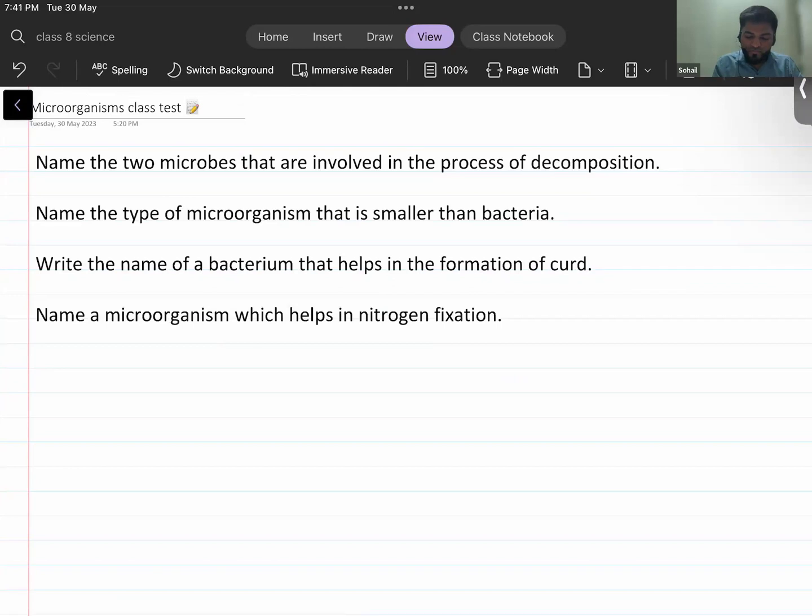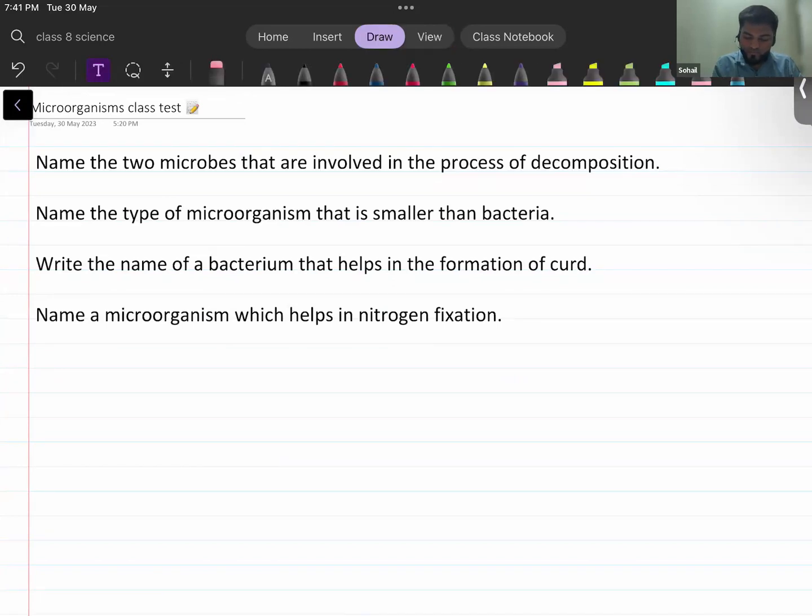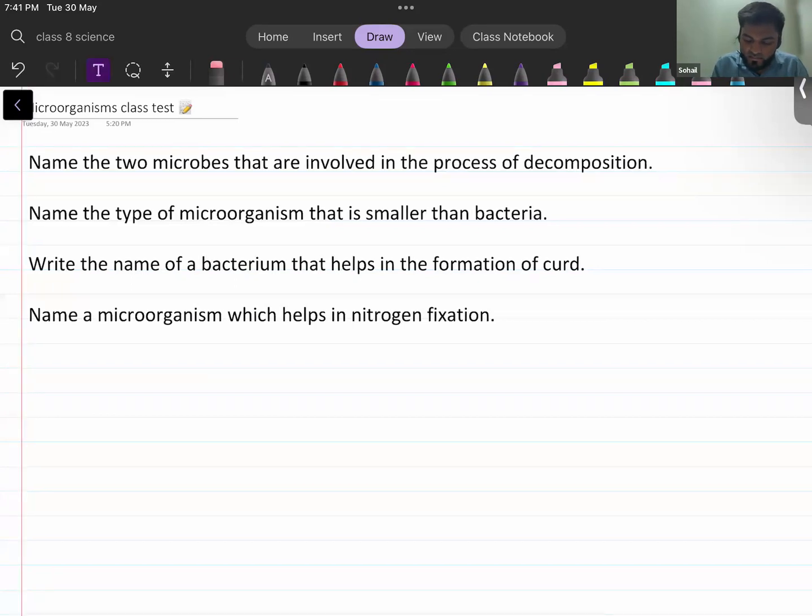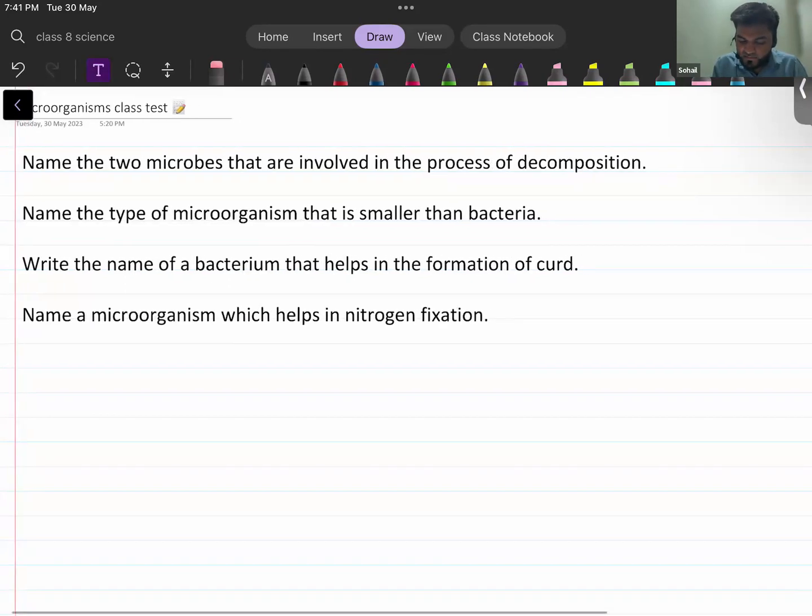Read the question. Name the two microbes that are involved in the process of decomposition. Humus and algae. Algae and humus. Will you please repeat? Humus and algae, sir. Fungus. The first answer is correct, but algae is not the correct answer.